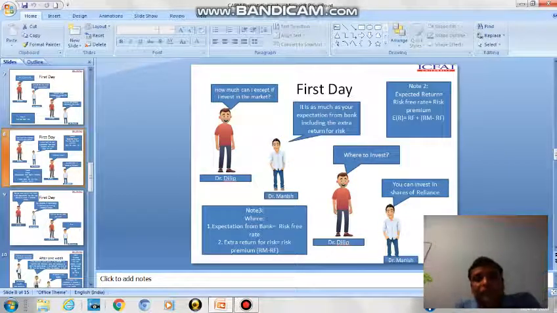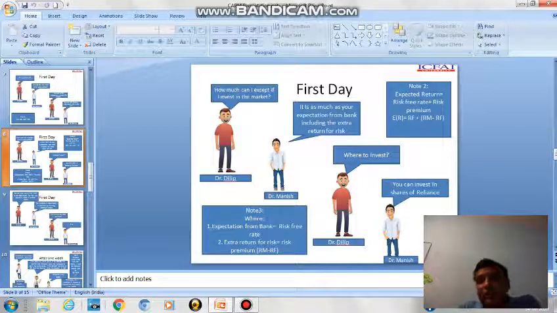In the next slide, Dr. Dilip asks Dr. Manish, how much can I expect if I invest in the market? Then Dr. Manish replied, as much as your expectation from the bank, including the extra return for risk. It means, as per Dr. Manish, there are two components of expected return. The first component is the expectation from the bank, plus the second component is the extra return for the risk.